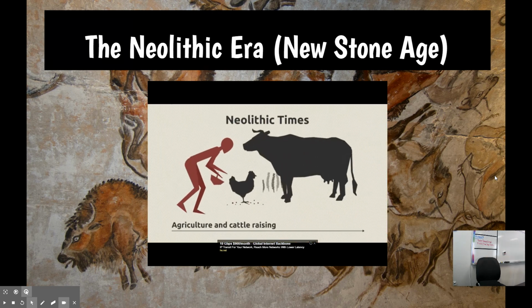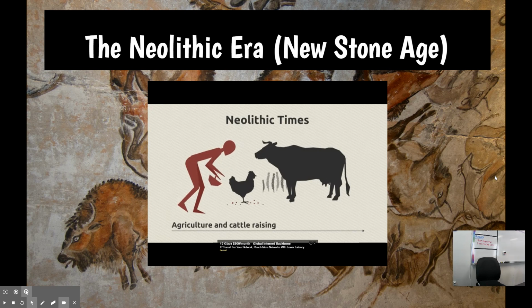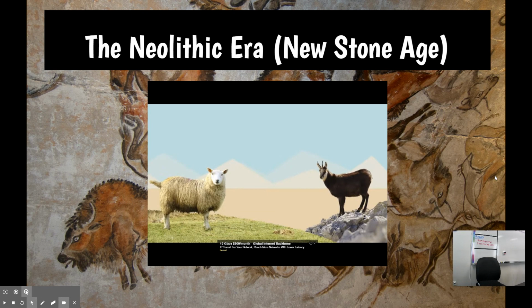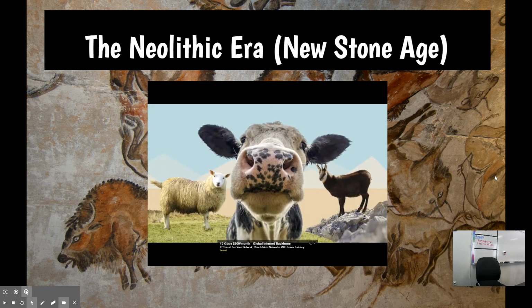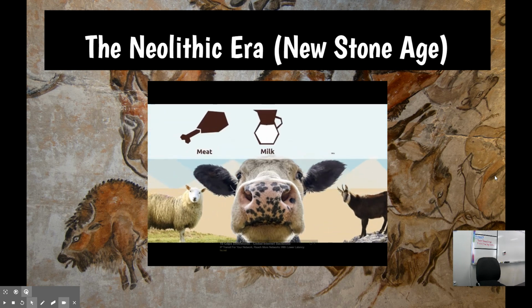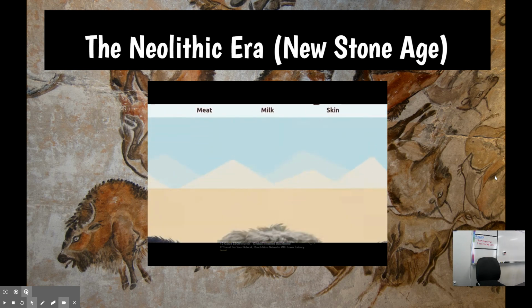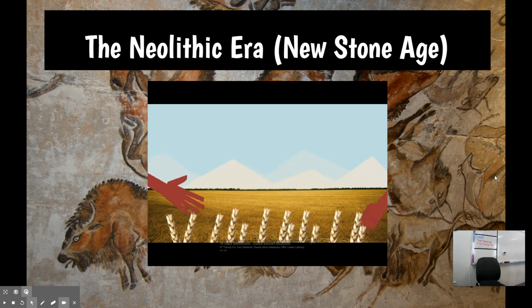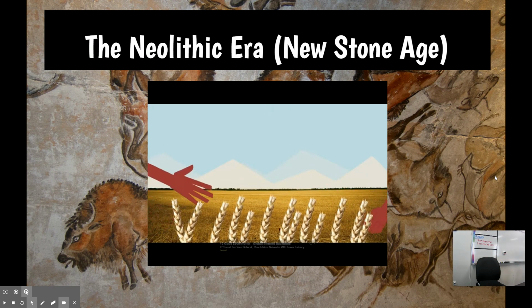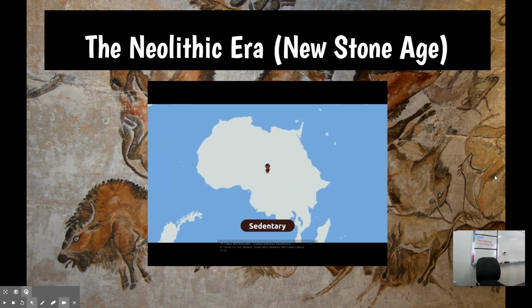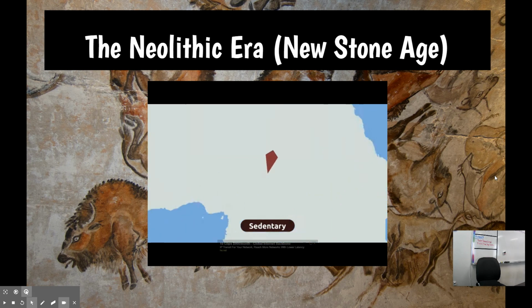The beginning of Neolithic times is marked by the practice of agriculture and cattle raising. During this stage, humans started to domesticate animals like goats, sheep, and cows. These first farm animals were kept for their meat, milk, and skin. During Neolithic times, people started to cultivate the land to grow food, planting cereal like wheat or barley. For this reason, they stopped being nomads, and their lifestyle became sedentary. They didn't have to travel to look for food. They had everything they needed in their villages.